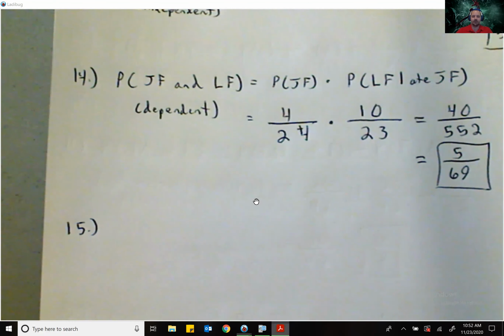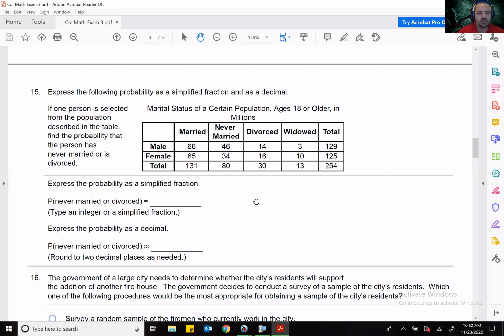So we have in number 15, 2 of them that we're going to be dealing with here, kind of like an A and a B. The first one we'll be dealing with the actual fraction, and then you will round that answer. So here it says express the probability as a simplified fraction in a decimal. If one person is selected from the population described in the table, find the probability that the person has never married or is divorced. So we need the probability of never married or divorced.